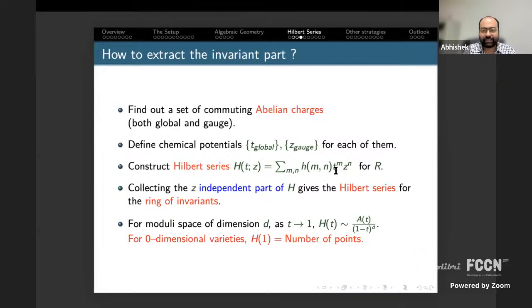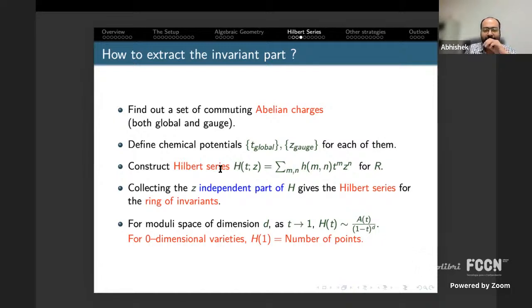So now you will have this T to the power M and also this Z to the power N. So there may be many Zs. Typically for us, we have 3 different U(1) gauge symmetries, so there will be some Z1, Z2, Z3. The small Zs are the fugacities keeping track of the charges of the gauge symmetries. And this way, this H_{M,N} is basically all the dimensions at some particular degrees, M and N.